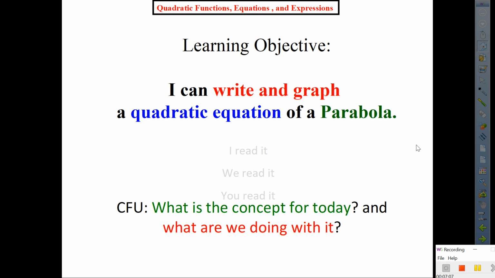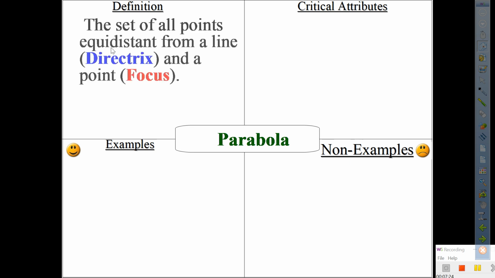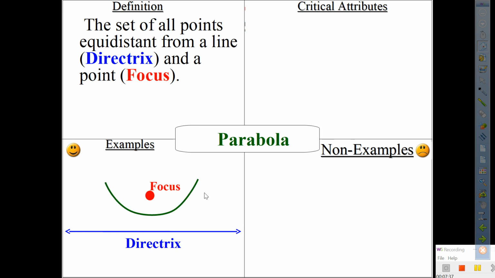Okay, here we go. So what is our main concept? Parabolas. You don't need a Frayer model because we already covered this. What are parabolas? They're equidistant points from two things: the directrix, which is a line, and a focus. A parabola is a curve between those two equidistant points. And here's the curve on the screen. Notice that. So notice here we have the directrix, we have the focus.